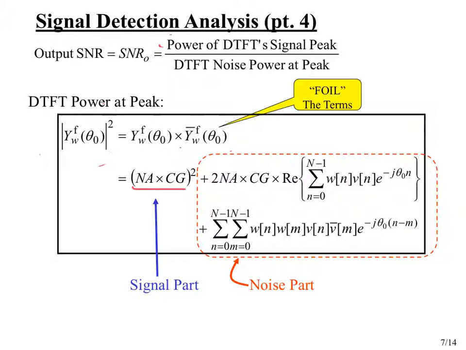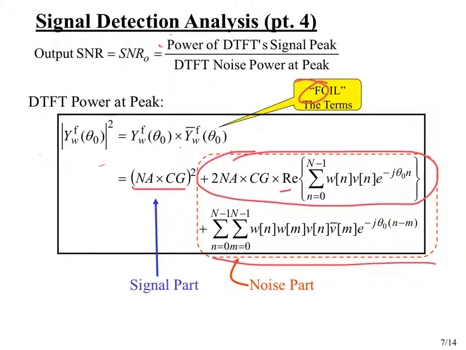So we've got this signal term out in front. That's the first times first. Then we've got the outsides times each other and the insides times each other. And if you work all that out and take advantage of complex conjugates and things, that's where this real part comes from. And then we get the last times the last, and we get something that looks like that.